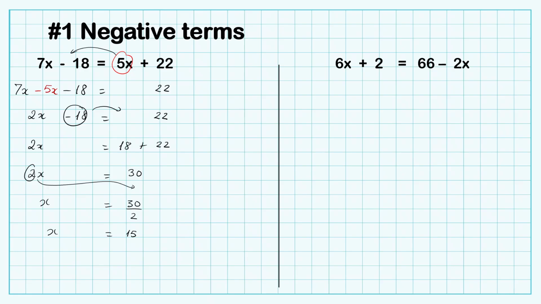Here's another one. See if you can do that one. You can pause if you want to at this point. Okay, carrying on, and I'm going to show you what we're going to do. So between 6x and minus 2x, minus 2x is the lower term, which we will be sending onto the left-hand side. However, all the other terms are going to stay put.